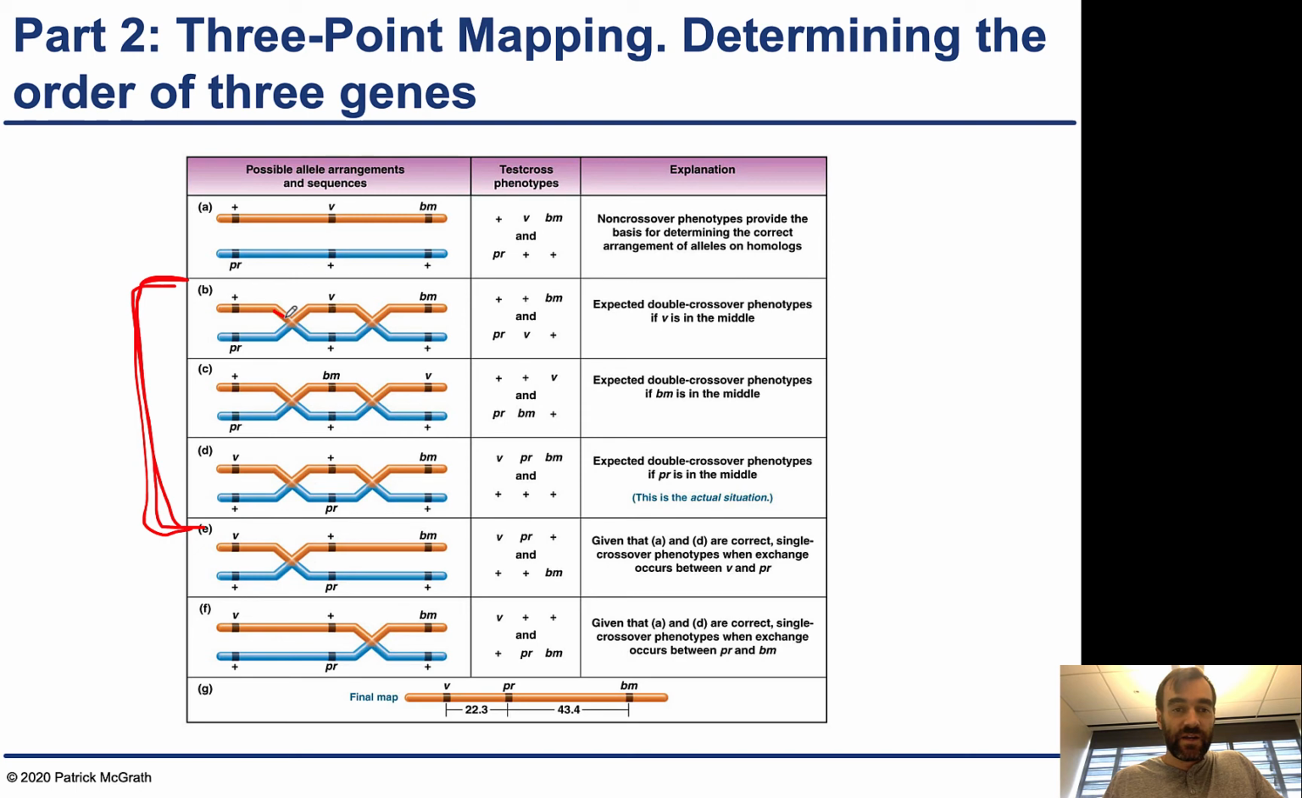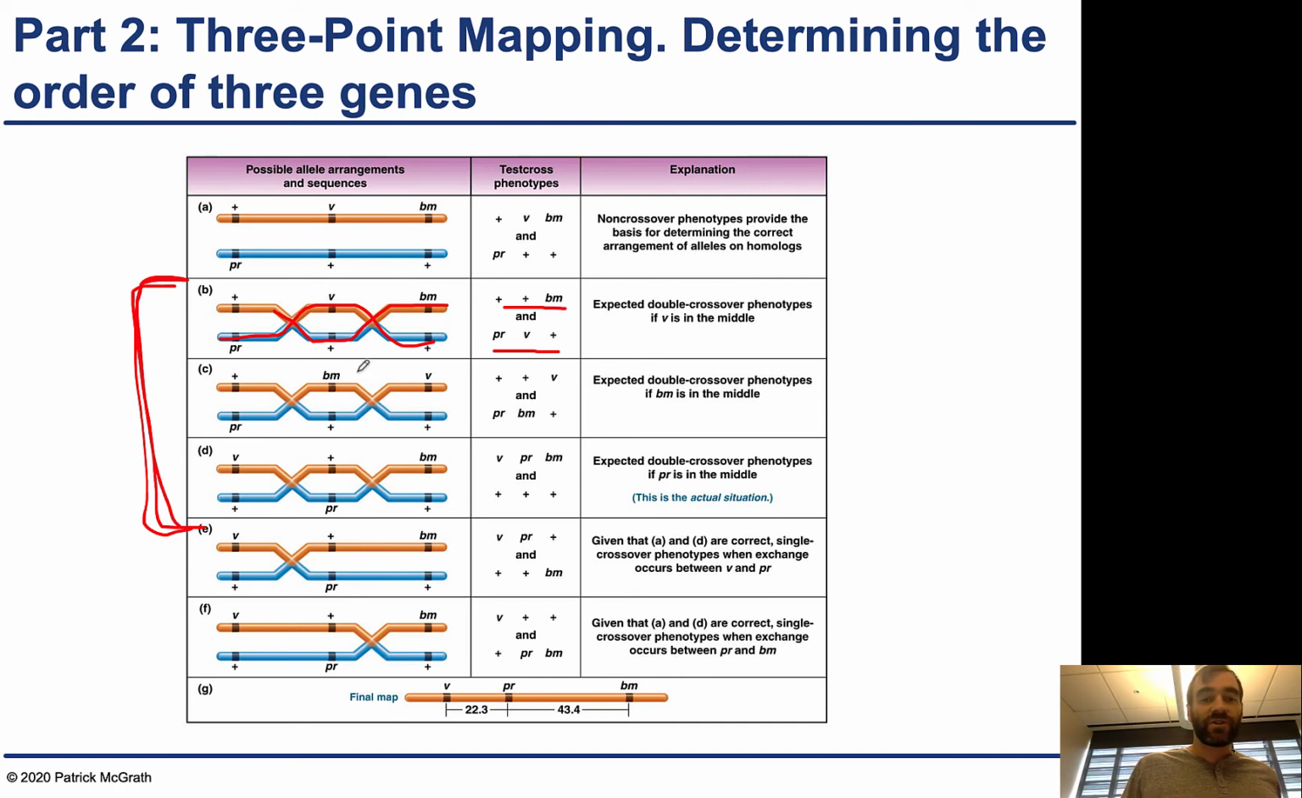in between the PR and the V gene, and then if we continue to follow this back over the other crossover, we can now infer the double recombinant genotype. So plus BM, that's written right here, and then if we follow this situation right here, PRV plus, so that's the second one that would be created. So this is what would happen if V was in the middle.